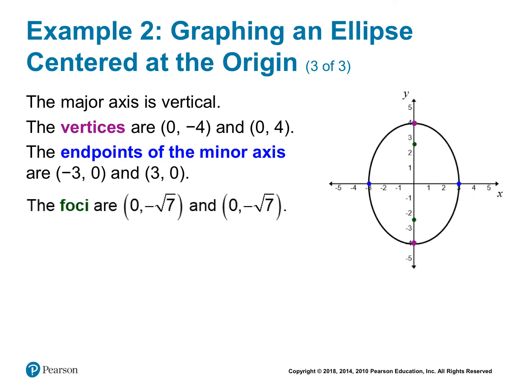And then here's a graph. So you can see the vertices. It's a vertical ellipse, like we had said. So this time the major axis goes this way.